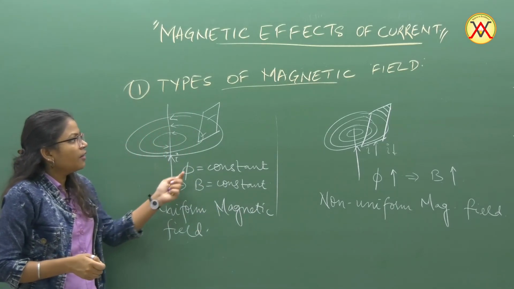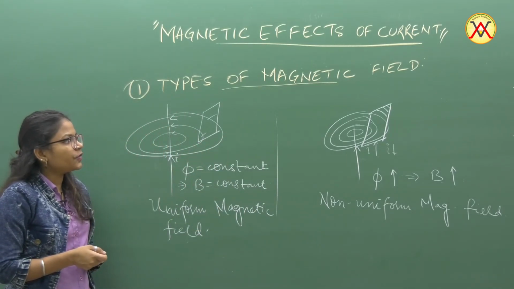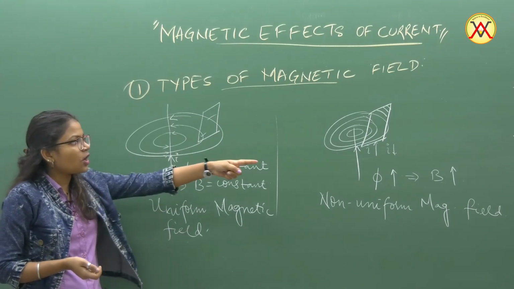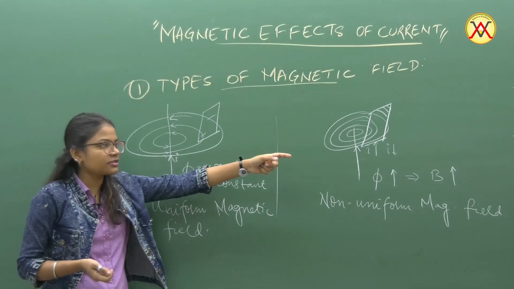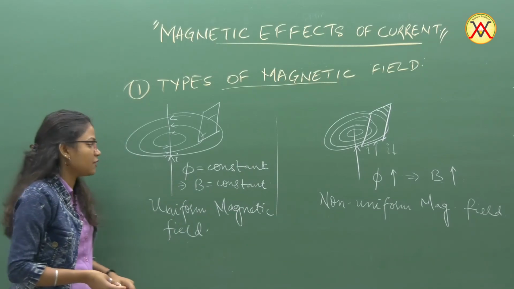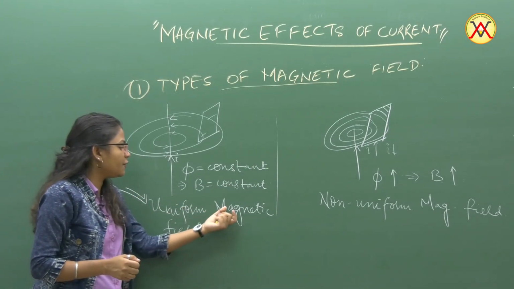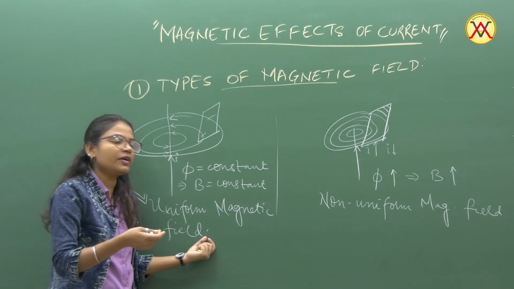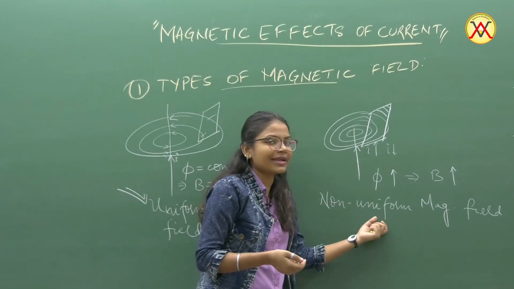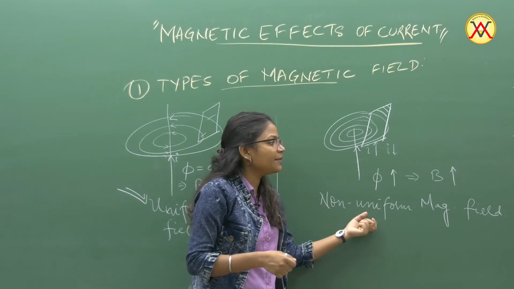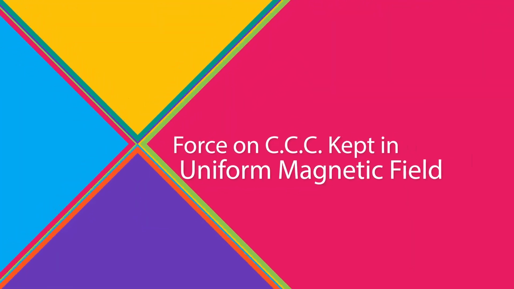Alright. When we talk about the force on current carrying conductor, our topic is that a current carrying conductor is kept in a uniform magnetic field. So first let us discuss the applications of uniform magnetic field, then we will go towards non-uniform magnetic field. But that we shall be discussing afterwards.